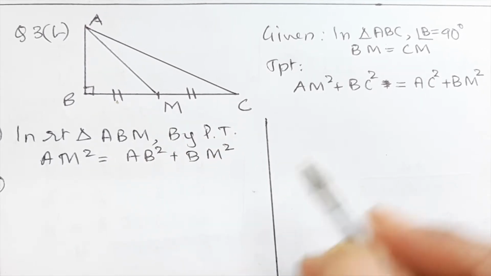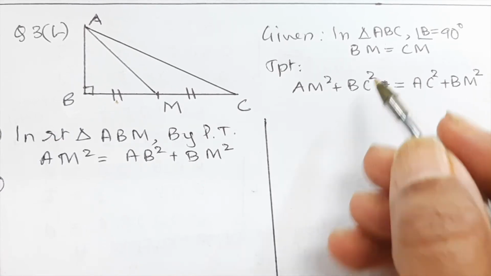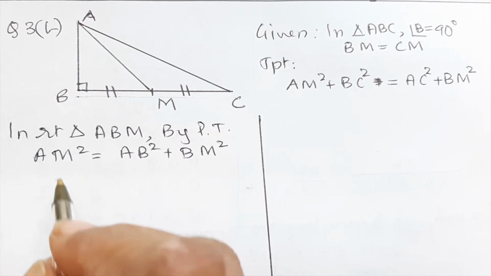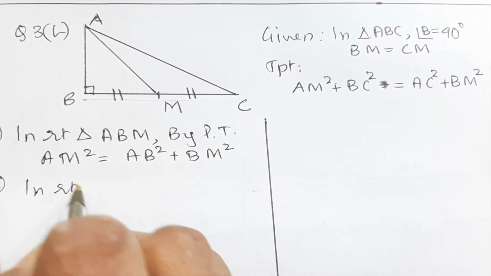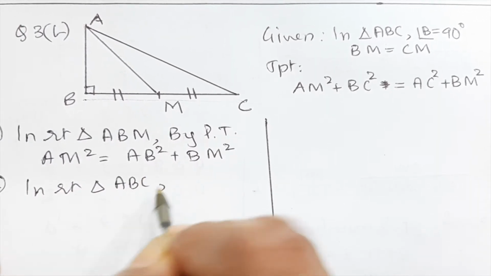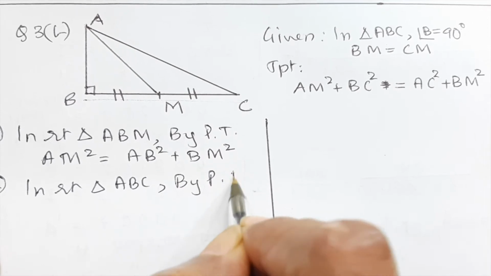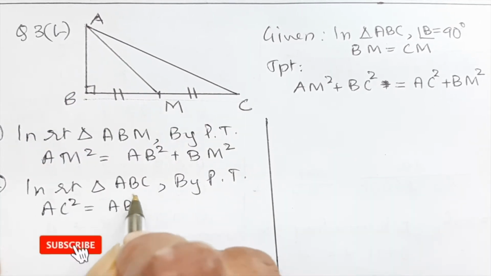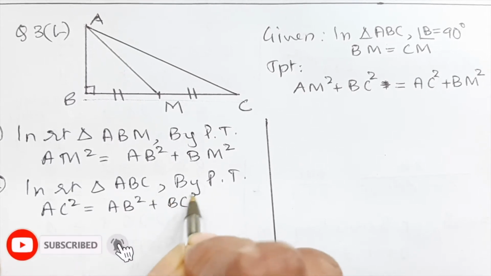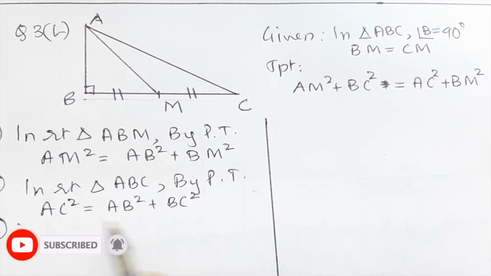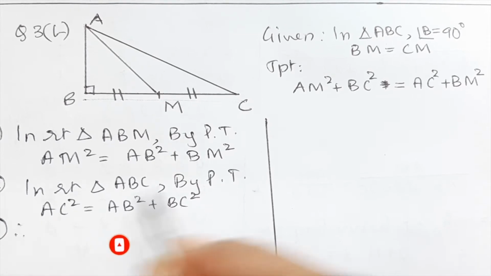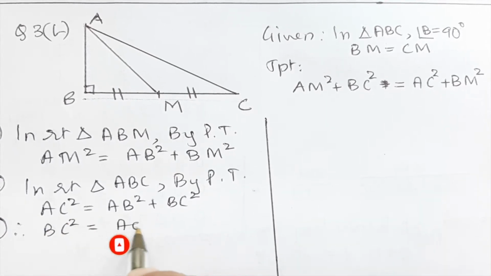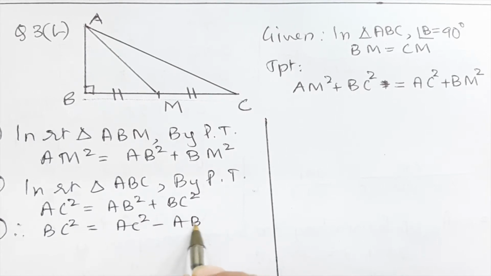Okay. Statement number 2. They want BC, the square of it. BC is the part of this big triangle and that's also a right triangle. So in right triangle ABC by Pythagoras theorem, we will have AC square is equal to AB square plus BC square. And so statement number 3, we are not interested in AC square, we need BC square. So BC square is equal to AC square minus AB square.